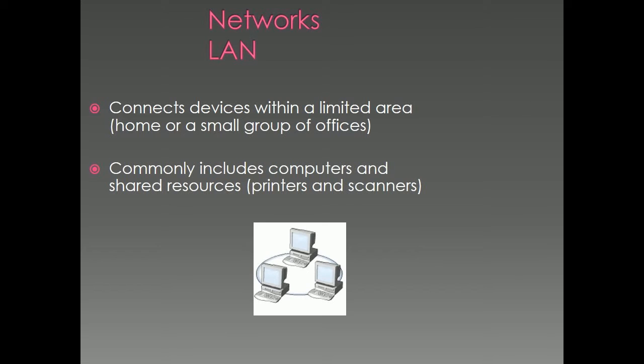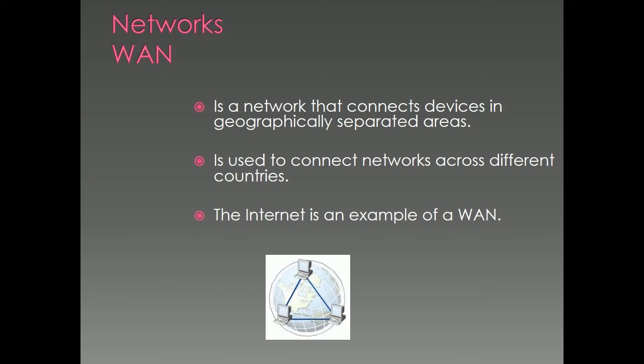A LAN connects devices within a limited area, such as a home or a small group of offices. It commonly includes computers and shared resources such as printers and scanners. A WAN is a network that connects devices in geographically separated areas. You can use the resources of a WAN to connect two or more LANs by using long wires, optical cables, and satellites. Many organizations use a WAN to connect their networks across different countries. The Internet is an example of a WAN.